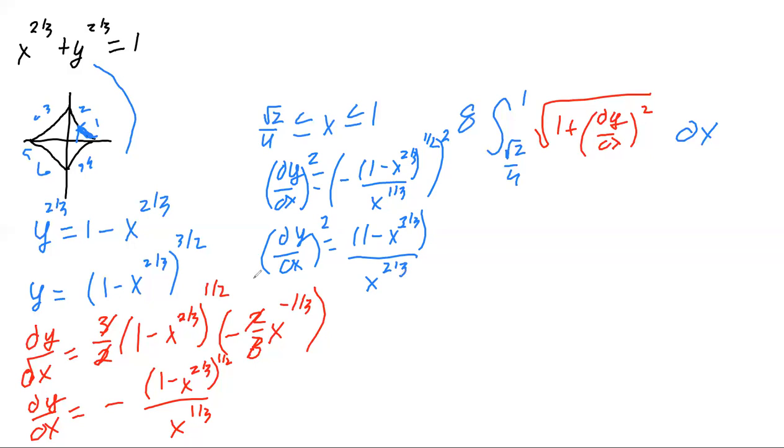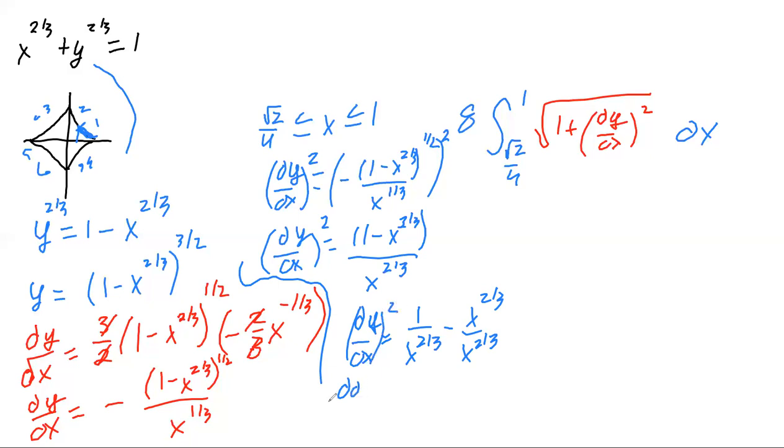Now, I'm going to write this a little bit differently. dy dx equals 1 over x to the 2/3 minus x to the 2/3 over x to the 2/3. So splitting this fraction up in the numerator into two pieces. So the derivative squared, dy dx squared, is going to be this. We have 1 over x to the 2/3 minus 1. Now recall, to this we have to add 1.